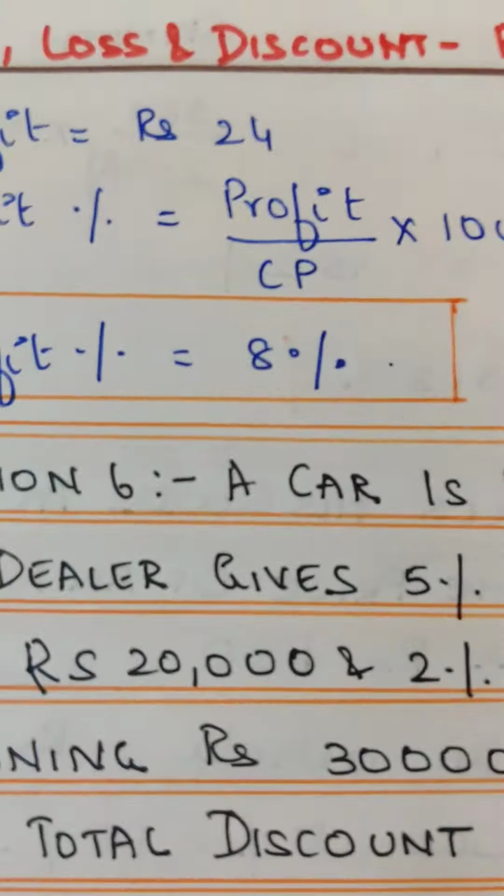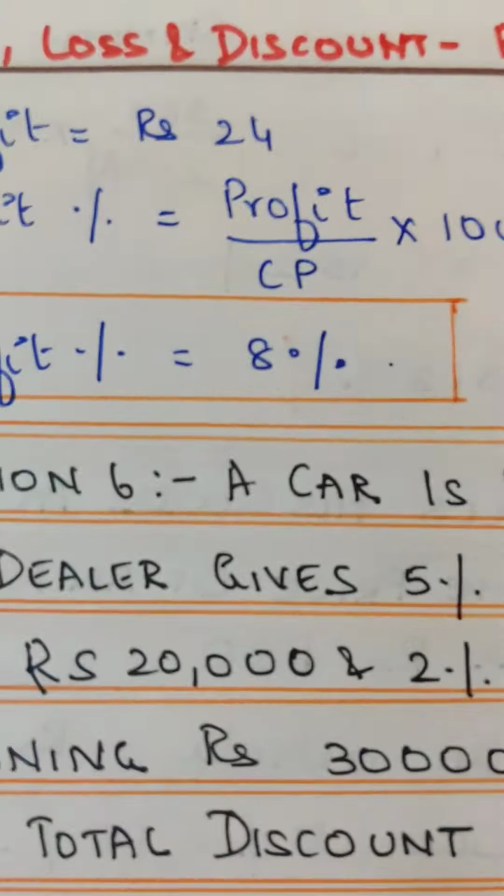Let's move on to question number 6. A car is marked at rupees 50,000. The dealer gives 5% discount on the first rupees 20,000 and 2% discount on the remaining 30,000. Find the total discount, the price charged by the dealer. So if the mark price is 20,000, the discount will be 5%. If the mark price is 30,000, the discount percent will be 2%. So we'll find discount 1.